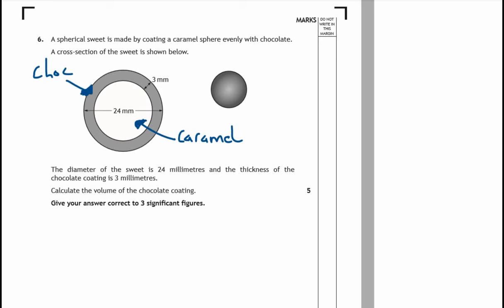Okay, the diameter is 24, so we're showing that already. Don't care. The thickness is 3. That's shown. Don't care. Calculate the volume of the chocolate. Okay, so we need the volume of the outside part.